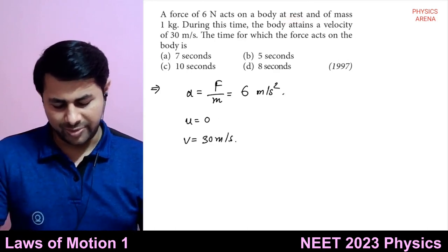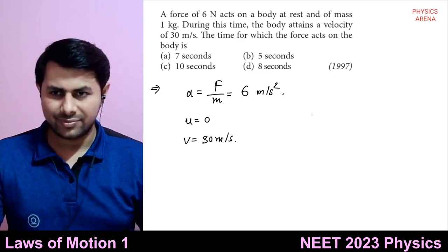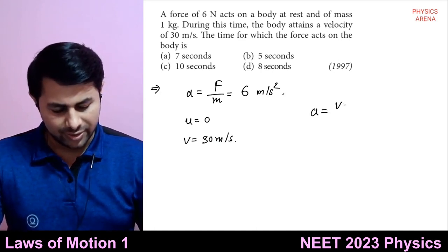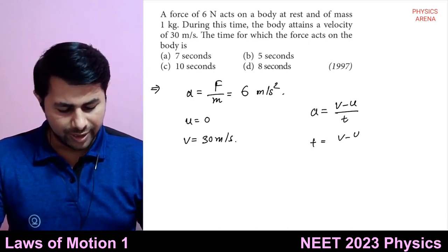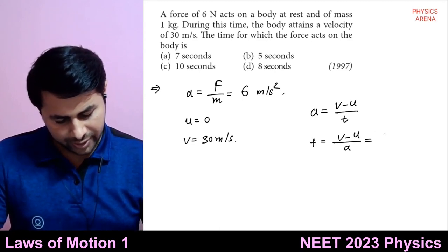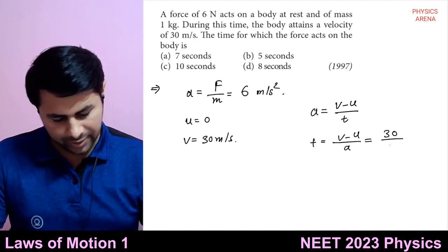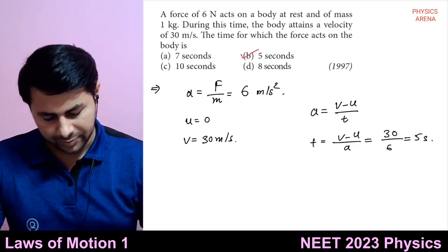This one was simplest, sir, I guess. 5 seconds, right? Yes, okay, sir, 5 seconds. Good. So a equals v minus u divided by t, t equals v minus u divided by a. So 30 divided by 6, right? 5 seconds. 5 seconds is the answer.